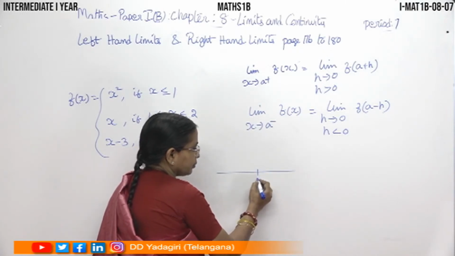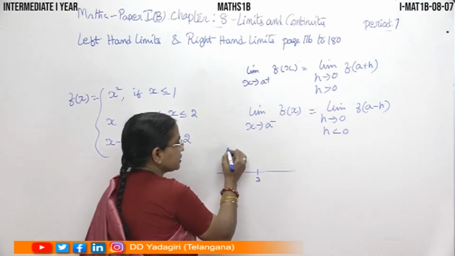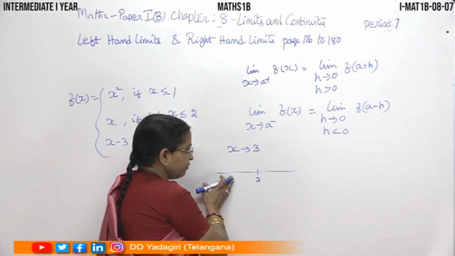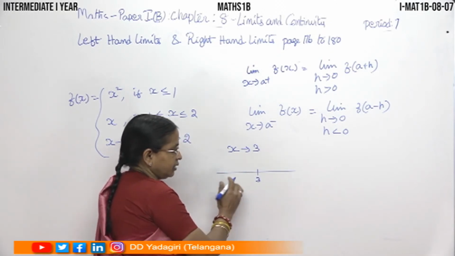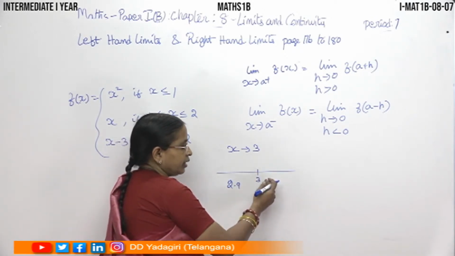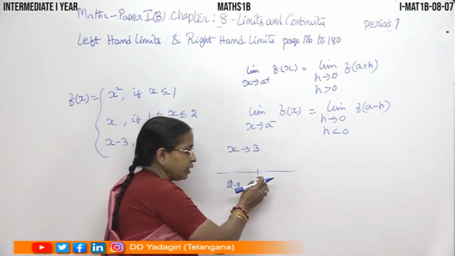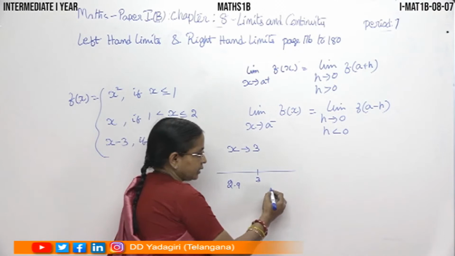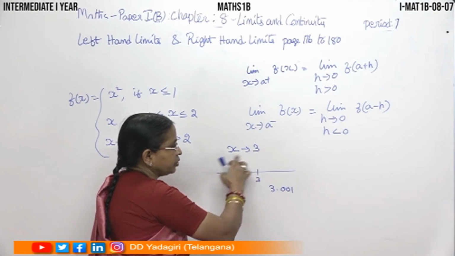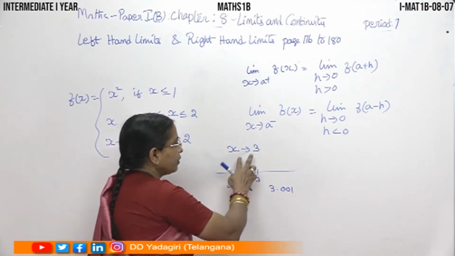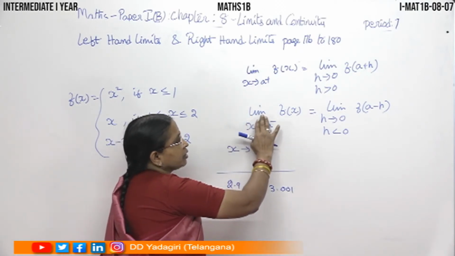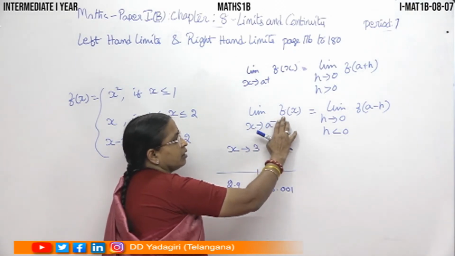Like I explained this, suppose you have the number 3. Suppose that x is tending to 3, then left side values are the values less than 3. That means 2.9, 2.99, like that. Right side values of 3 are the numbers which are very near to 3 but greater than 3, like 3.001. So x tending to 3 means x is approaching 3 from left side values, that is, from values less than 3. So that is denoted by limit x tending to 3 minus of f of x.